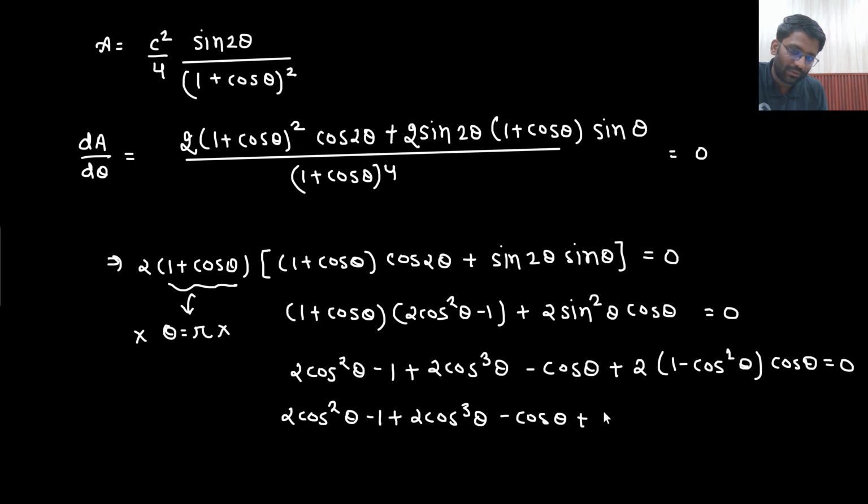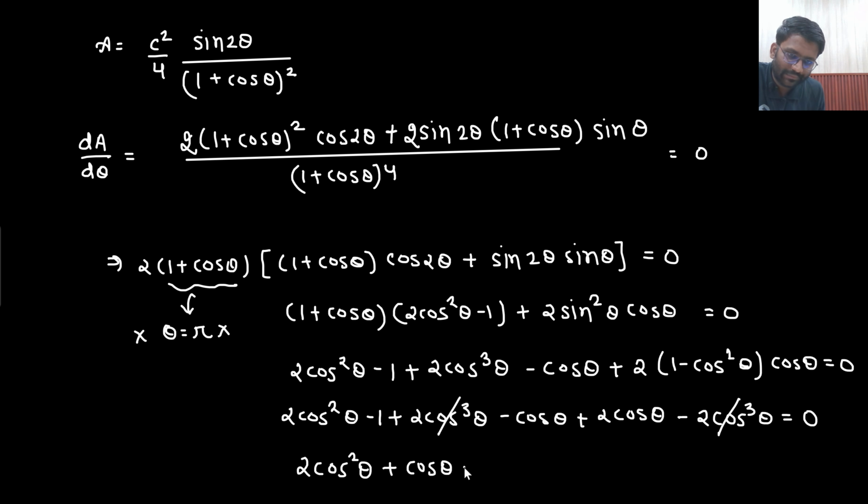Now 2 cos theta minus 2 cos cube theta. Yes, it is getting cancelled out, equals to 0. So 2 goes inside, so 2 cos theta, 2 cos cube theta. This is getting cancelled out. And anything else getting cancelled out? No. So what we are left with? 2 cos square theta, then minus 1, and then here plus cos theta, and minus 1 equals to 0.